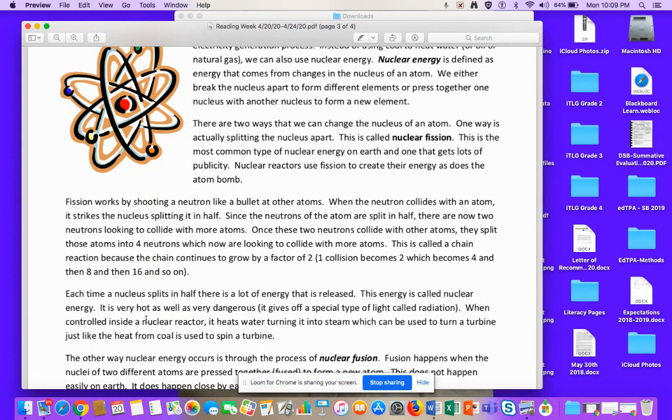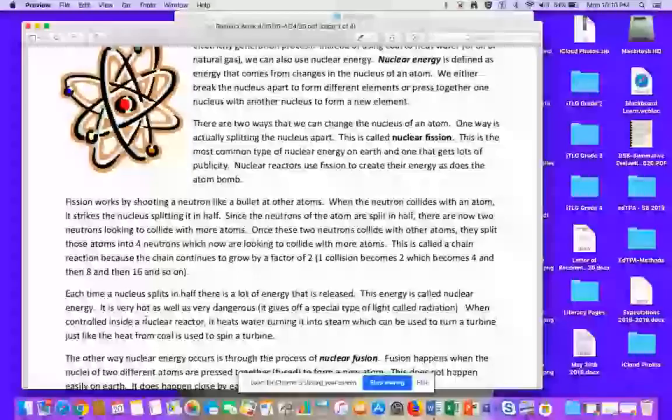One way is actually splitting the nucleus apart. This is called nuclear fission. This is the most common type of nuclear energy on Earth and one that gets lots of publicity. Nuclear reactors use fission to create their energy, as does the atom bomb that caused a lot of damage. Fission works by shooting a neutron like a bullet at other atoms. When the neutron collides with an atom, it strikes the nucleus, splitting it in half.